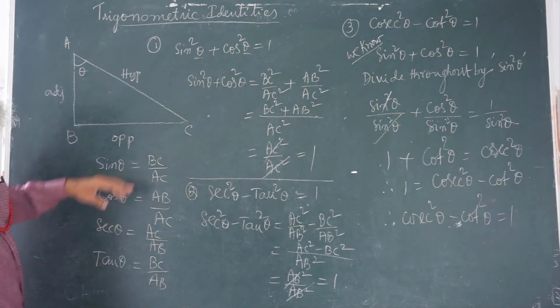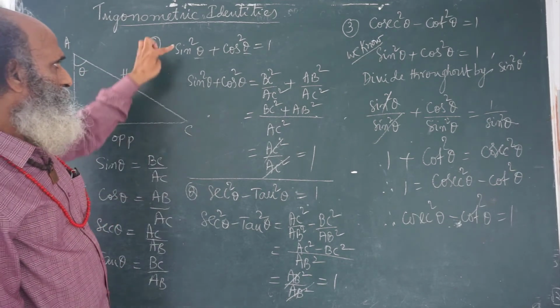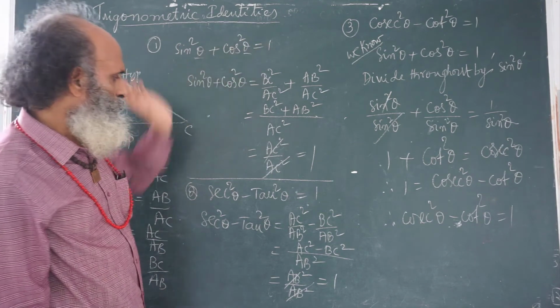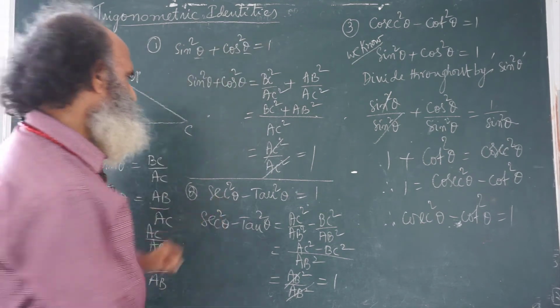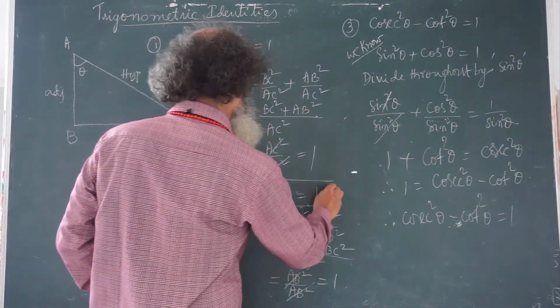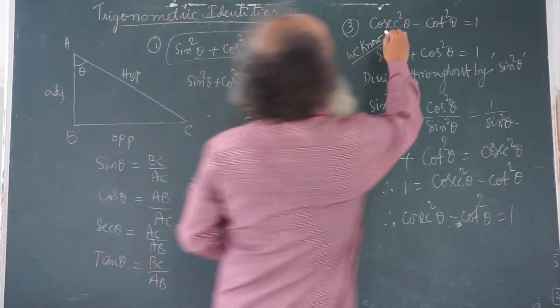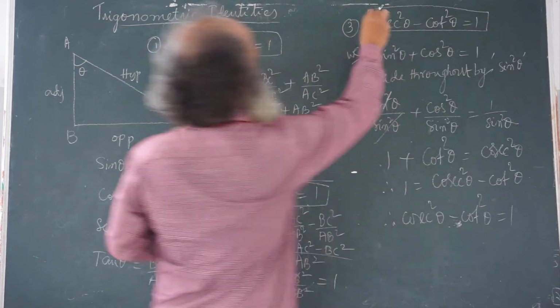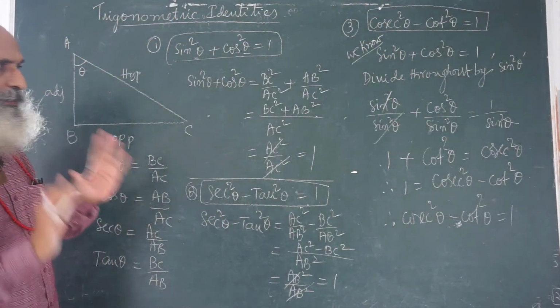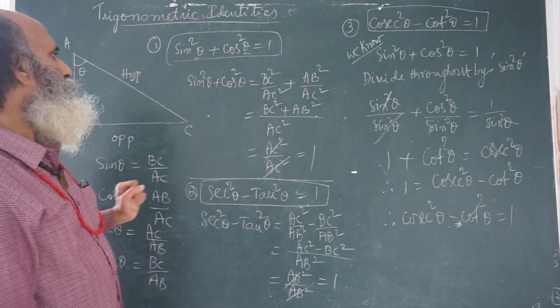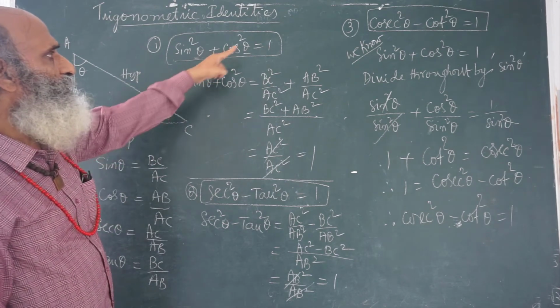Now the first identity, there are three identities. Sin square theta plus cos square theta is equal to 1. Secant square theta minus tan square theta is equal to 1. Cosecant square theta minus cot square theta is equal to 1. These are the three identities we have in our syllabus. Now, sin square theta plus cos square theta is equal to 1.